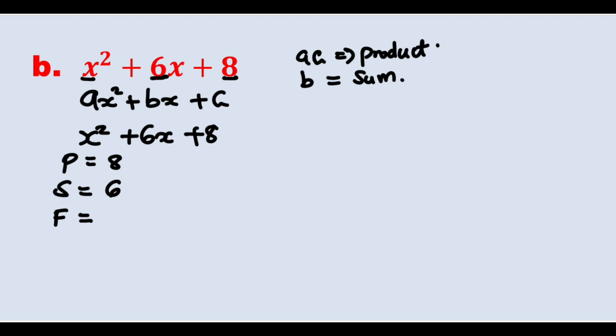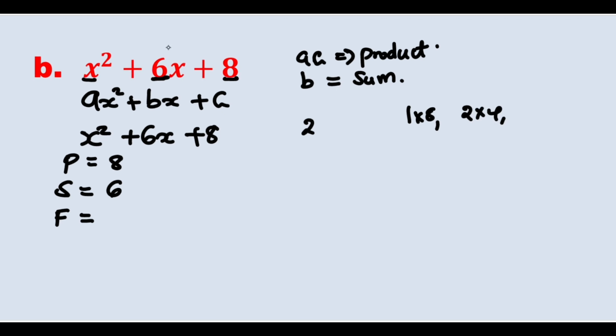Which numbers are these? So let's see. Which numbers can you add to give you 6? There are very many. But which numbers can you multiply to give you 8? It is 1 times 8. It is 2 times 4.